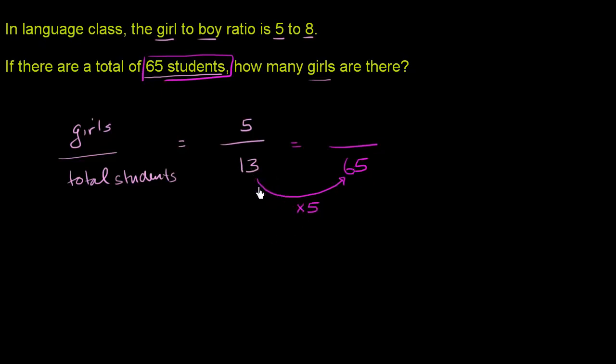So essentially, one way you could view it is you have 5 groups of 13. So if you have 5 groups of 13, each of those are going to have 5 girls. Multiply by 5, you're going to have 25 girls. So for every 65 students, you're going to have 25 girls given the information that has been given.